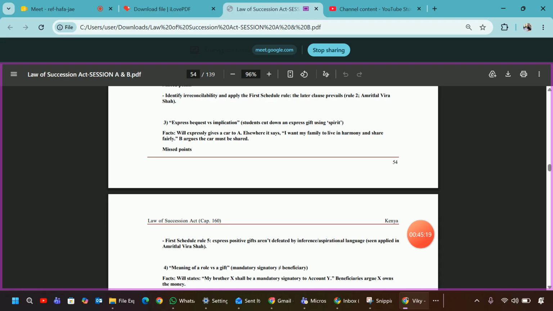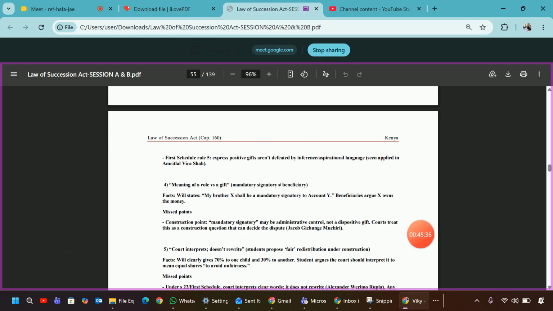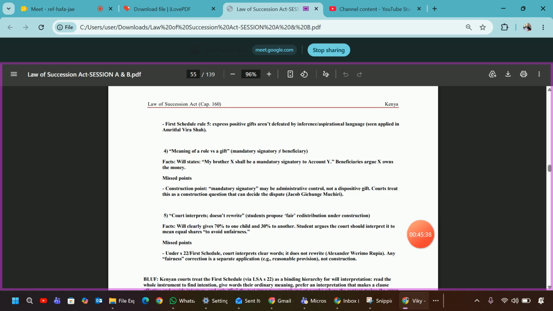B argues the car must be shared. What are the missed points is that first schedule rule number 5, express positive gifts aren't defeated by inference or aspirational language, that was seen in Amitral Viral Shah. Key takeaway number 4, meaning of a role versus a gift.